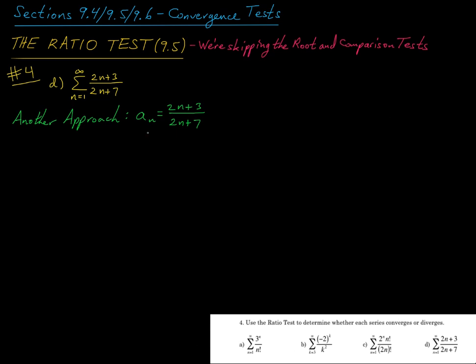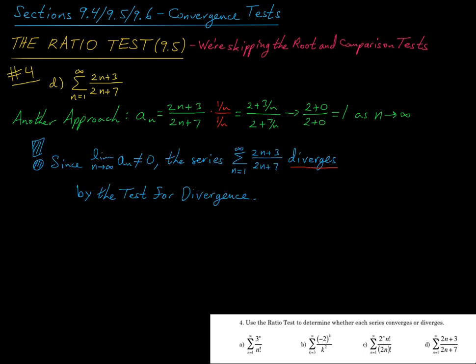So as another approach, let's just note that a sub n is going to approach 1 as n approaches infinity, right? A sub n is 2n plus 3 over 2n plus 7. Since I see a 2n in the numerator and denominator, I'll go ahead and just divide numerator and denominator by n. And so I can see that a sub n is approaching 1 as n approaches infinity. So in particular, since a sub n is not approaching 0 as n approaches infinity, this series diverges by the test for divergence, right? This is a heck of a lot simpler.